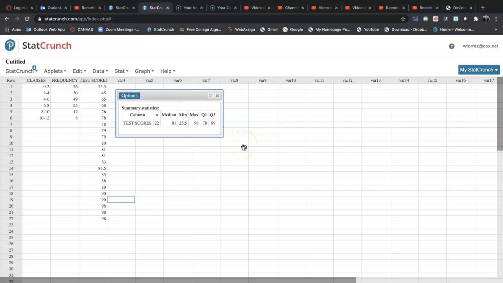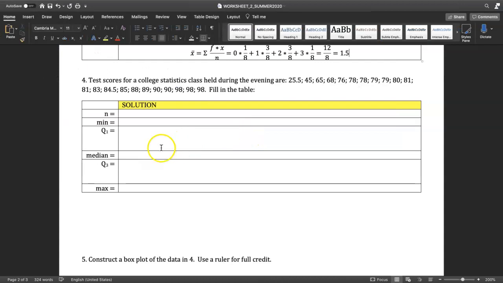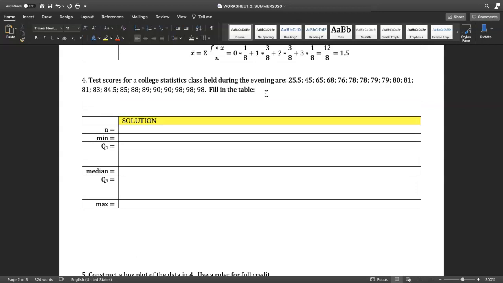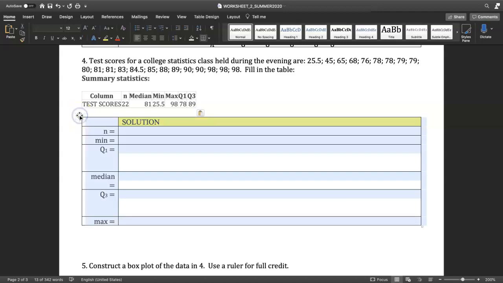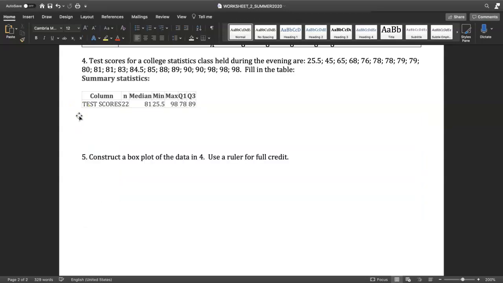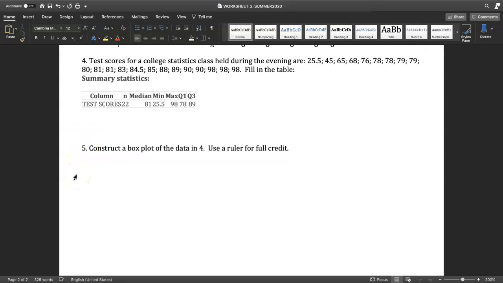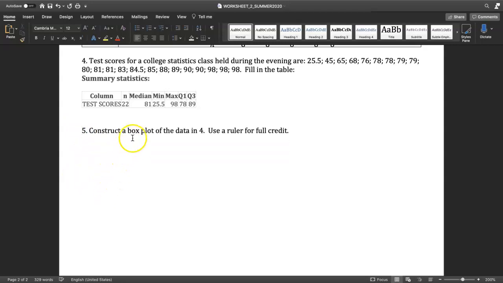So let's go ahead and copy and paste these results. So that's a Control A, Control C, toggle back to the document, and I can insert that result here. So let me do a Control V, and there it is there. Okay. Now I'm going to delete this table here. We don't need that now. Okay. All right. So now we'll go ahead and construct the box plot for the data in number 4.